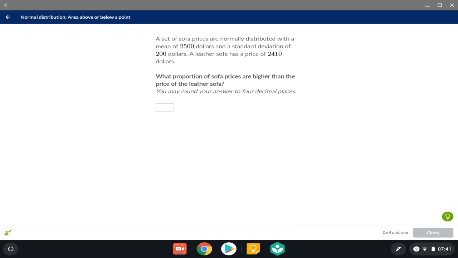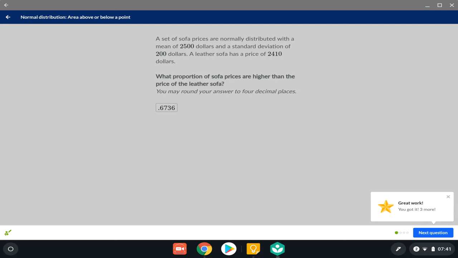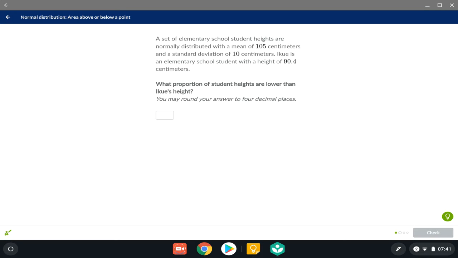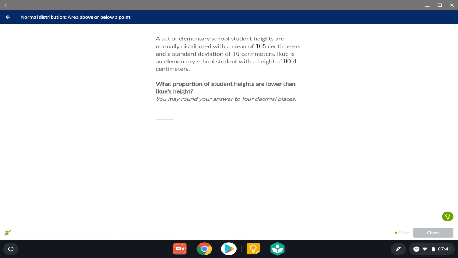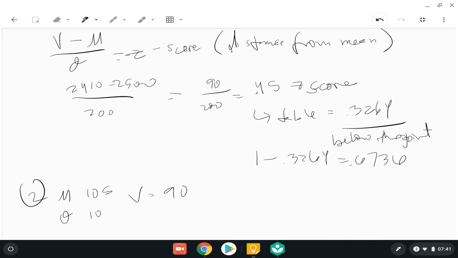Okay, let's try to do the next one a little bit faster. This time I'm looking for lower, so I don't have to do any other calculations. Question 2: mean of 105, standard deviation of 10, and value of 90. Did I read that right? 90.4. That would make a difference.